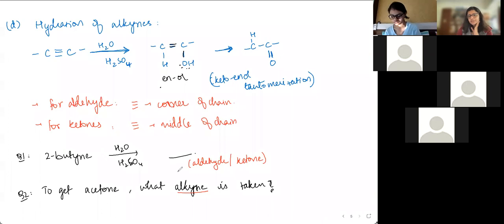Second one, Ansh, the reactant is an alkyne. So check your answer again. Which alkyne will give acetone? And there is no bond breaking. You're not getting two different products. That was in the first answer. So just check. It's 2 carbon.